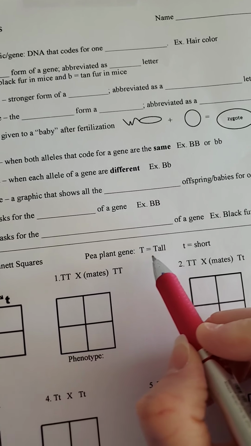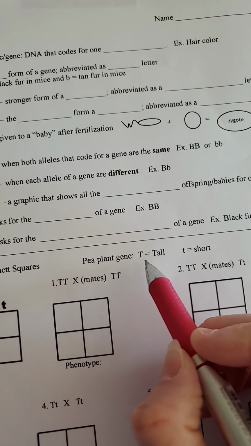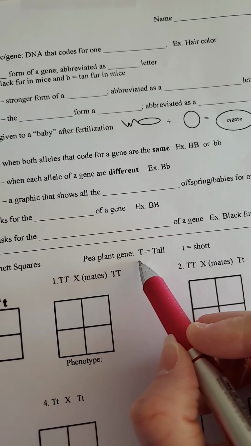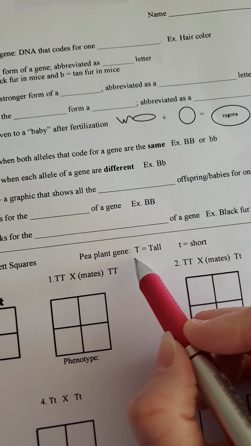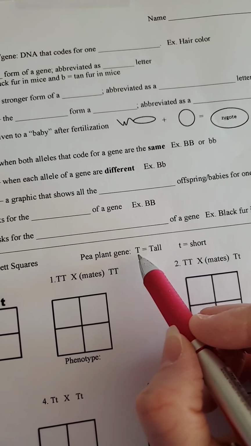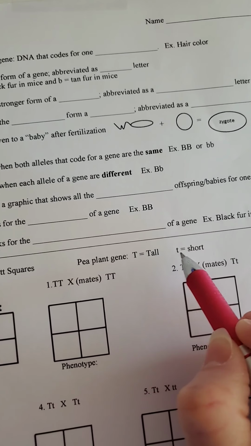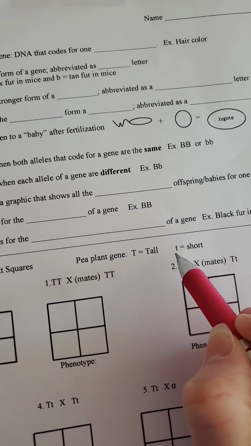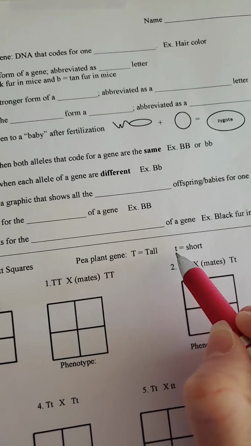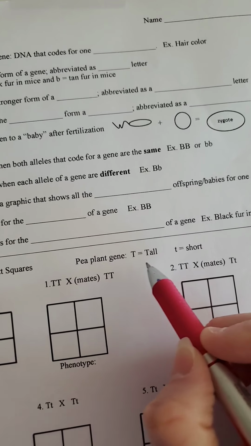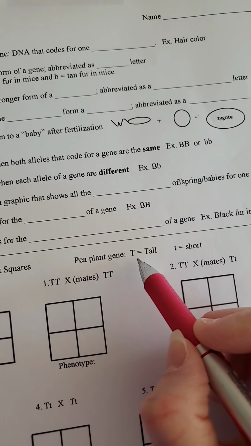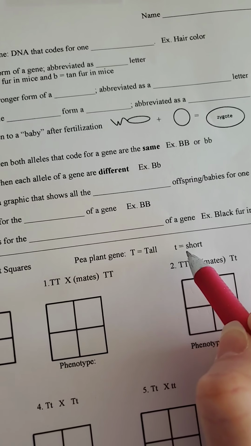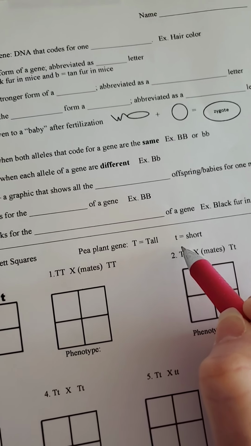For pea plants, tall is dominant. So y'all learned yesterday that capital T is the dominant trait, so that's a capital letter. The lowercase, or recessive, or weaker allele gets the lowercase letter. So that is short. A tall pea plant is about 5 feet tall. A short pea plant is less than a foot tall.